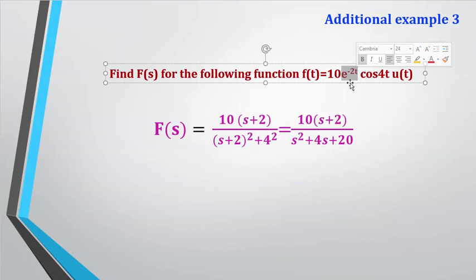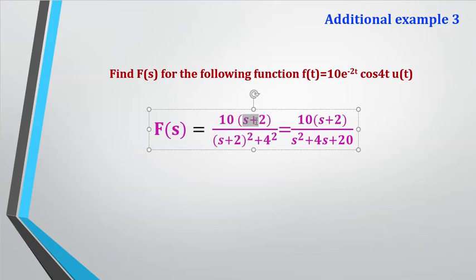When we have e to the power of something in the time domain, it means that we're going to have a frequency shift. What is going to be the shift? This, minus 2. And if you remember, in the frequency shift, we flip the sign. So any s that we have in the body of our function in the S domain is going to be changed into s plus 2. That's what we see here.